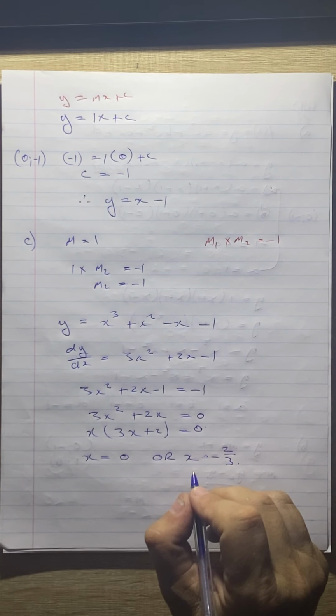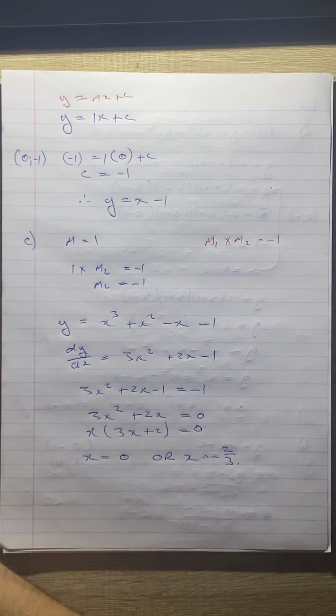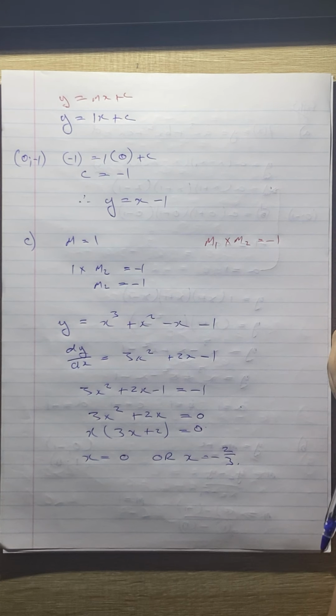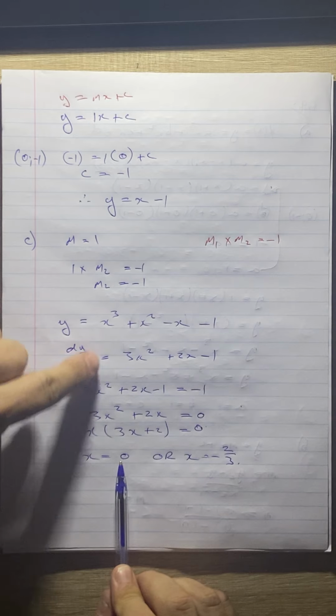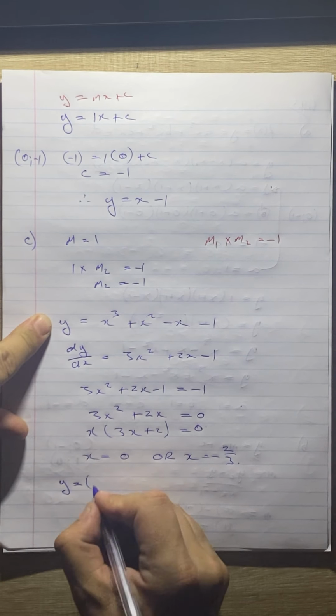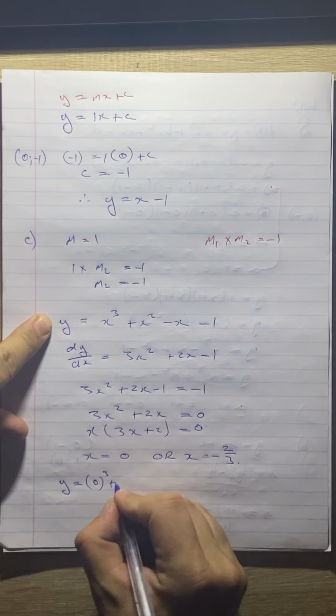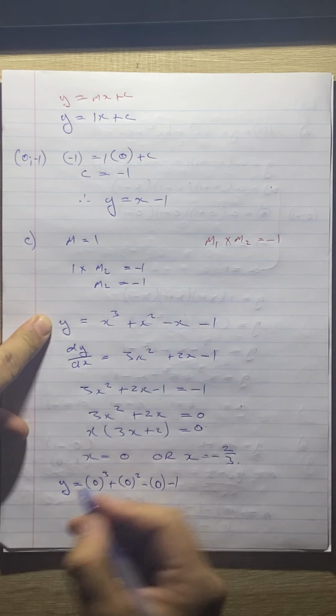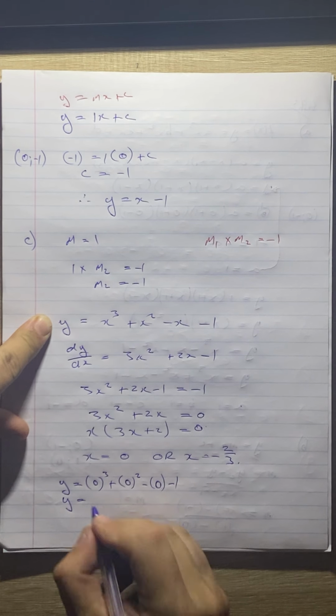Okie dokes. So now, I just want to see what the question was: determine 2 points. So I need to take those x values and put them back into the original to find out what our corresponding y values will be. So for this one, y is equal to 0 cubed plus 0 squared minus 0 minus 1, and y is equal to minus 1.